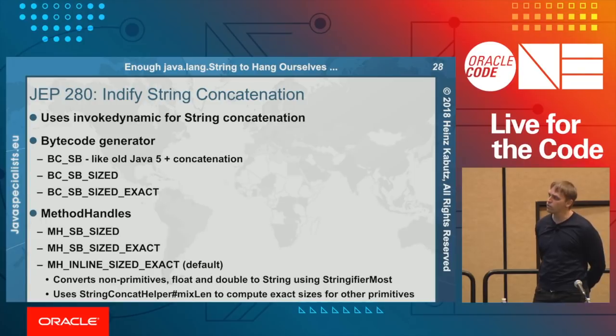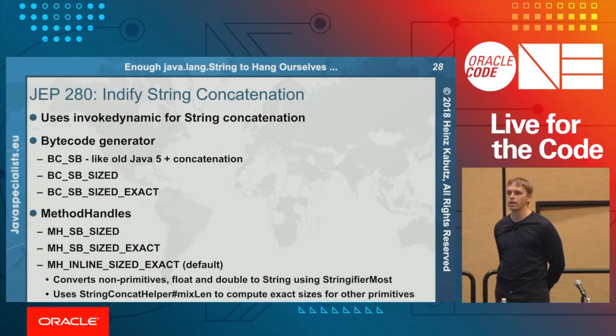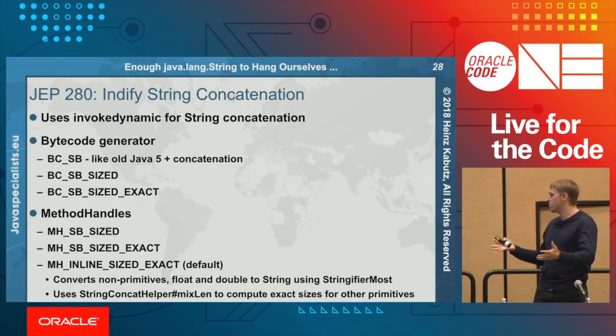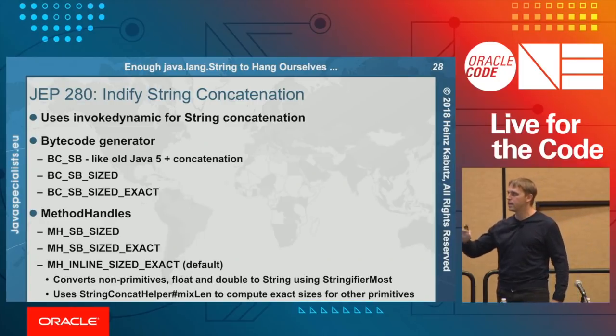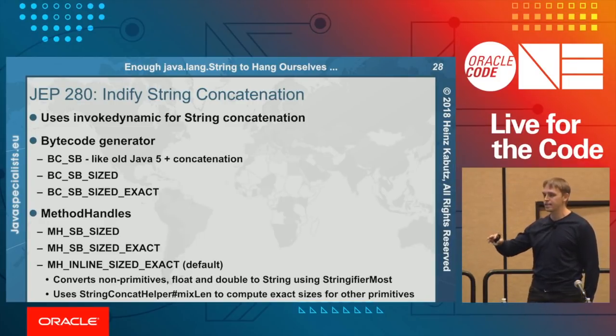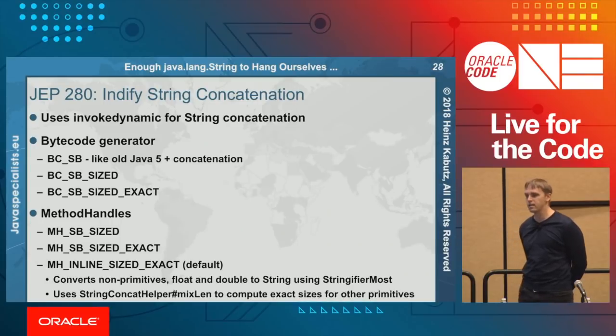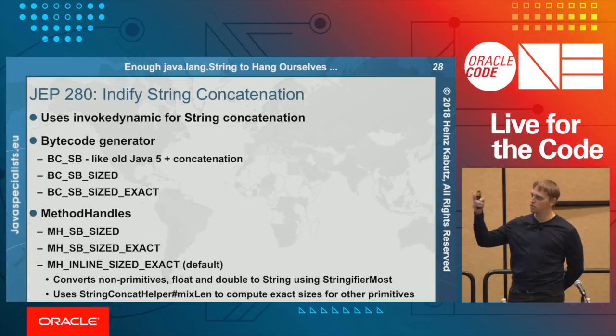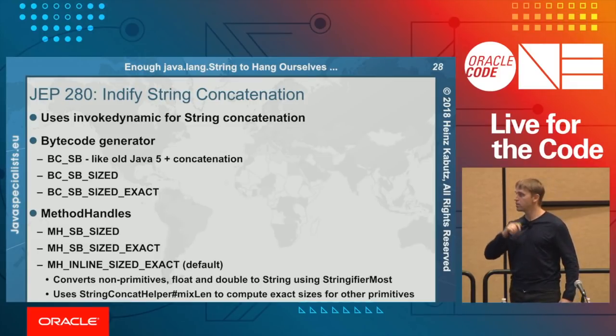And 5 of these strategies only rely on string builder. This is basically a wrapper around string builder, like before. So BCSB, bytecode string builder, is exactly like old Java 5. It's an unsized string builder. The sized versions are funny though, because these 2 different groups of methods use different sizing. So string builder size basically says everything that is an object or a string is converted to string, and we take the length of it to know the size. And for the primitives, we just guess.